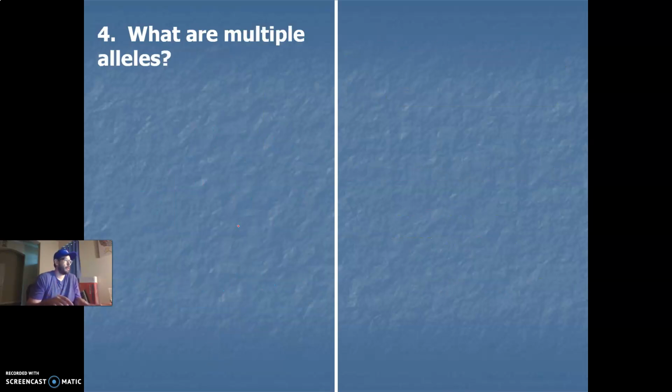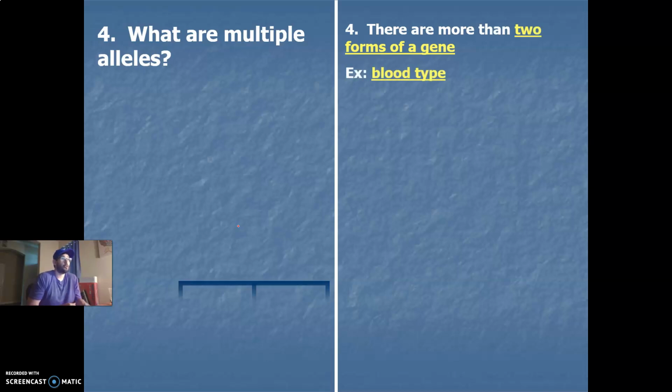You all right? You with me? Okay. What about multiple alleles? That's what happens when there are more than two forms of a gene.